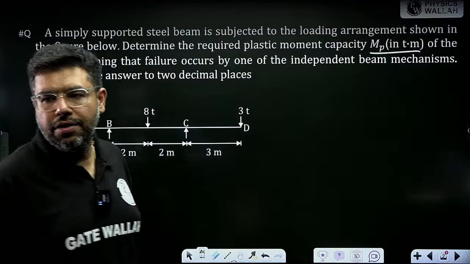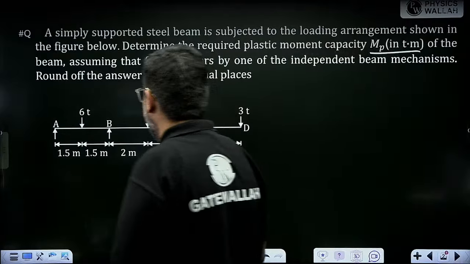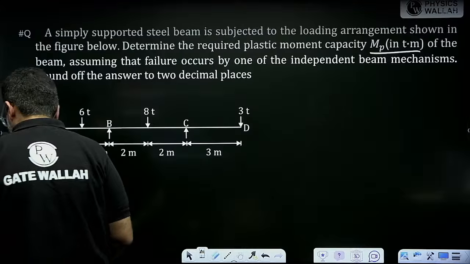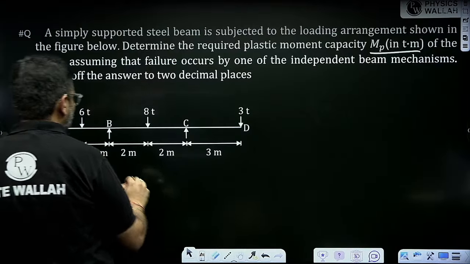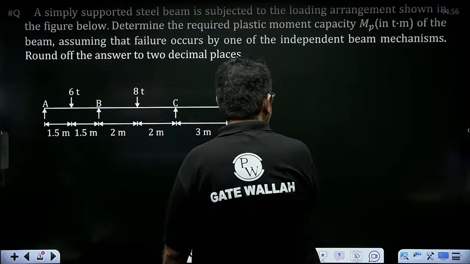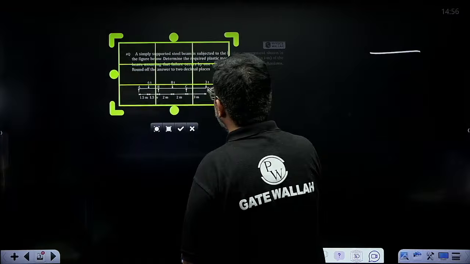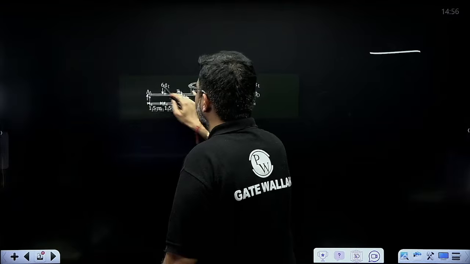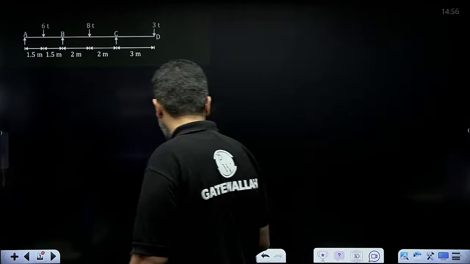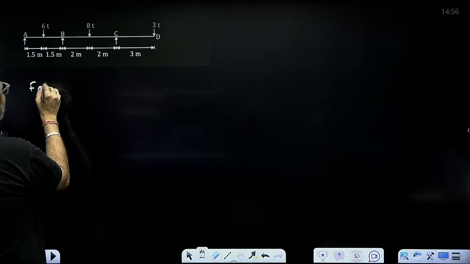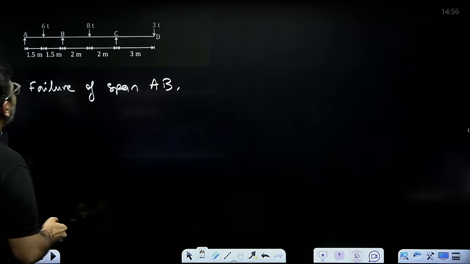Very good. You have to find the answer in tons meter, MP. Let's try to solve this question now. It is not at all a tough question, and it is a continuous beam in which we have to consider all the segments separately. First, I will consider failure of span AB. Just apply the kinematic method and go on.